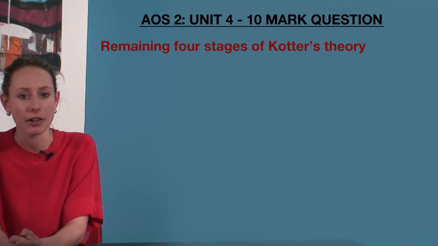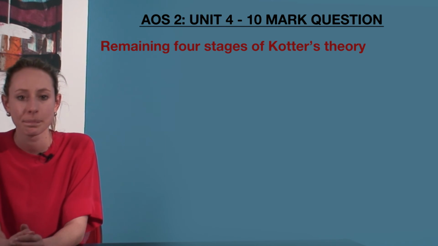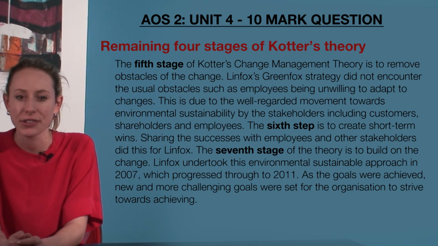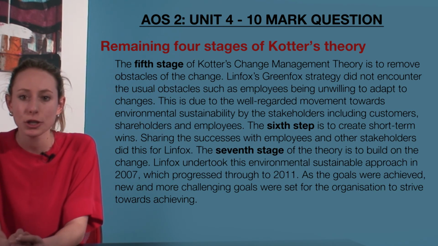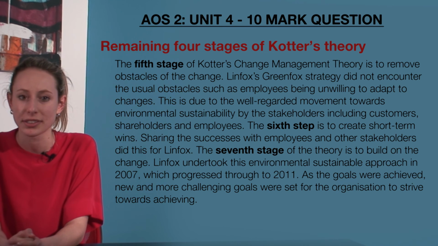The third and final paragraph should address the remaining 4 stages of the theory, linking these to the organisation's attempt to target the significant issue. For example, the 5th stage of Kotter's change management theory is to remove obstacles to the change. Linfox's Green Fox strategy did not encounter the usual obstacles, such as employees being unwilling to adapt to changes. This is due to the well-regarded movement towards environmental sustainability by the stakeholders, including customers, shareholders, and employees.